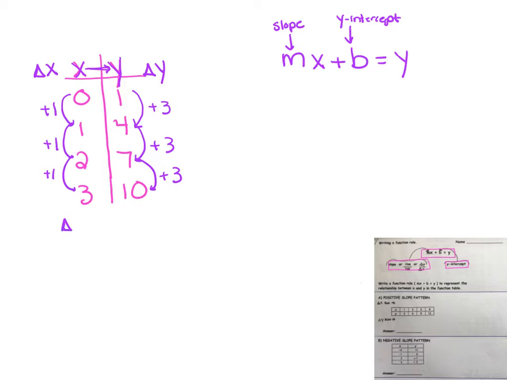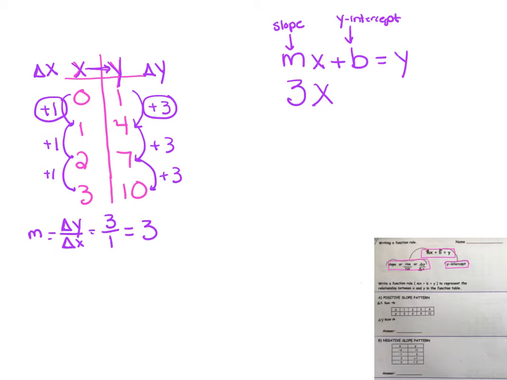So, what is our delta y over delta x? We'll take this delta y and put it over this delta x. It's a positive 3 over a positive 1, which gives us a slope of 3. So, part of the mystery is solved. Our slope is 3 as we write this equation.